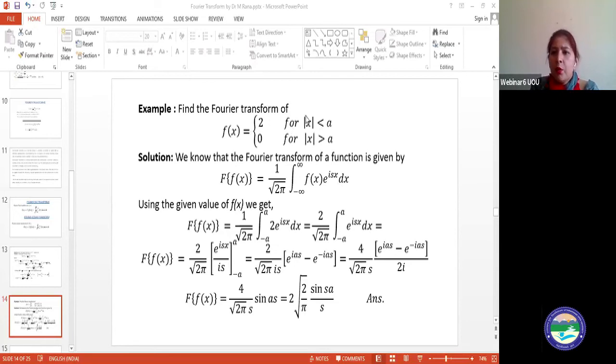If you have an idea about mod x, it means minus a is less than x, and x is less than a. So the limit changes from minus infinity to plus infinity, to minus a to plus a, and for the other values the function is zero. So we will restrict ourselves to only minus a to a, where the function is 2. So you'll have 1 upon root 2 pi, integration from minus a to plus a of 2 e raised to power isx dx. Now you have to solve it.